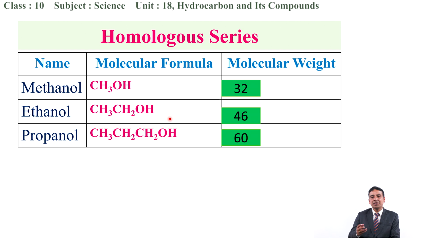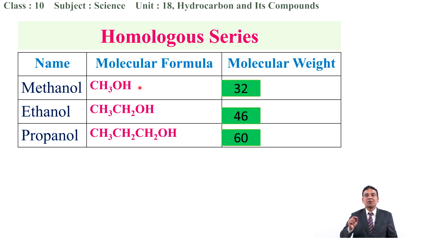If you subtract 46 from 60, what would be the difference? Okay, they do have the same difference between first and second as well as second and third. So it also represents the homologous series. This is the homologous series of what? The alcohol, because this OH represents the alcohol.